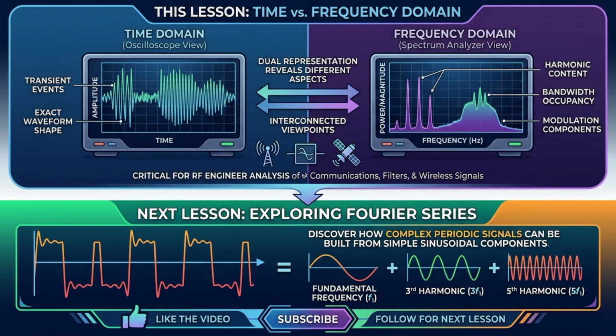In this lesson, we learn that signals can be viewed in both the time domain and the frequency domain, with each representation revealing different aspects of the same signal. We also saw why RF engineers frequently switch between these perspectives when analyzing communication systems, filters, and wireless signals. In the next lesson, we will explore Fourier's series and discover how complex periodic signals can be built from simple sinusoidal components.